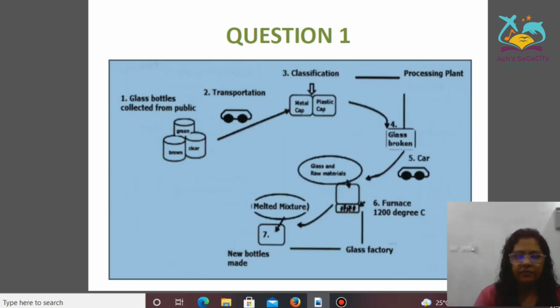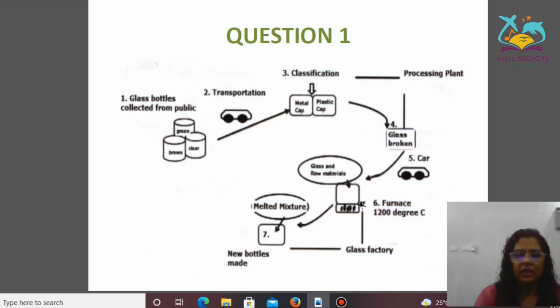Then in this glass factory, first, in a furnace, at 1200 degrees Celsius, they will melt the glass along with the raw materials, and from that melted mixture they are producing new bottles. So that's about the structure. Now we'll see about the report.